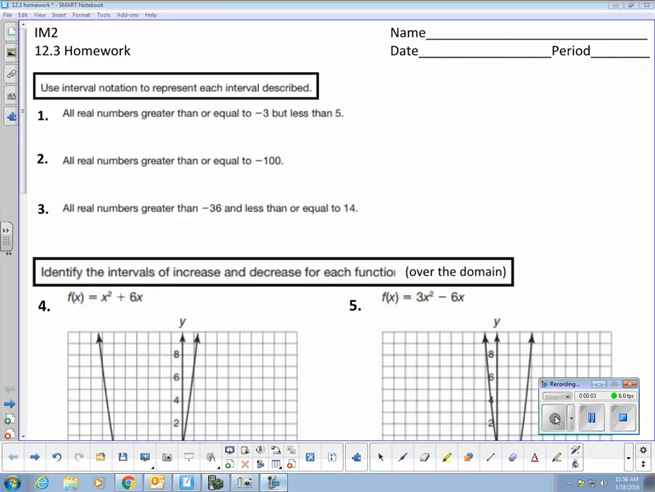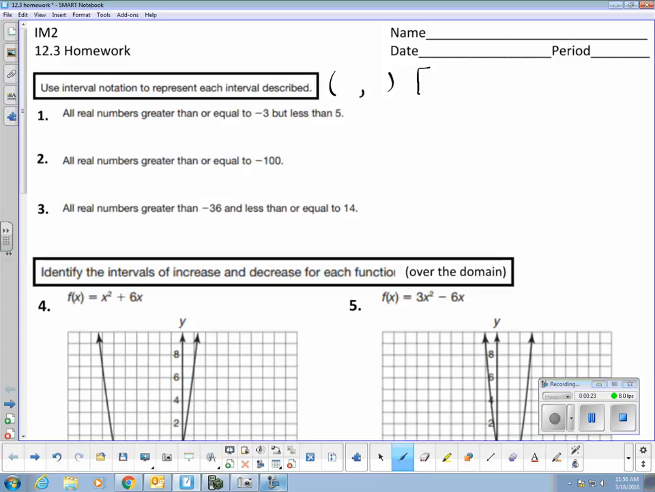Want to use interval notation to represent each interval described. And so I want to just begin by talking about interval notation and what that looks like. So when we have an open interval, we want to use parentheses. Parentheses means we do not include the beginning value, nor do we include the end value.